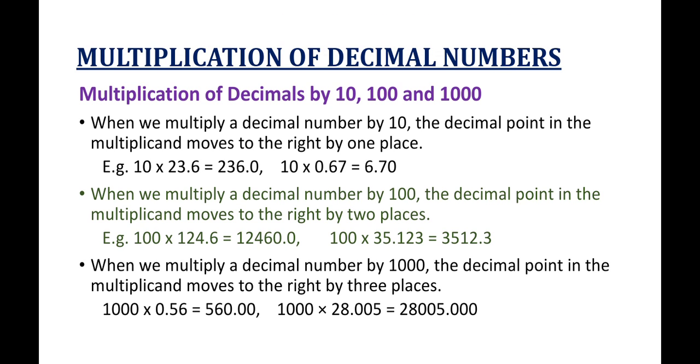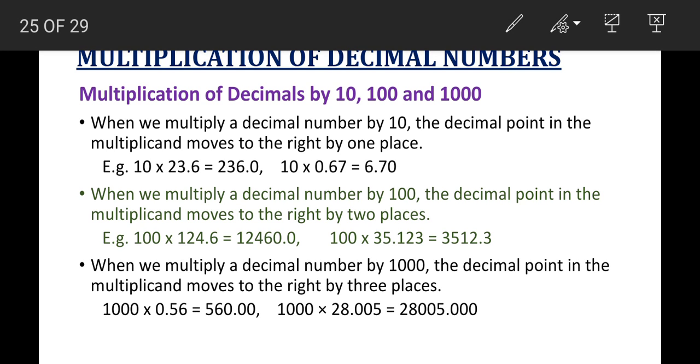Come to the third case. When you multiply the decimal number by 1000, simple, it moves to the right side by 3 places. The decimal point in the multiplicand moves to the right side by 3 places. So it is 1000 multiplied by 0.56. So we have to take the decimal towards the right side by 3 places. So it becomes 560.00. That is 560, the number.